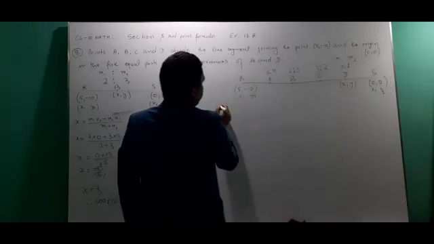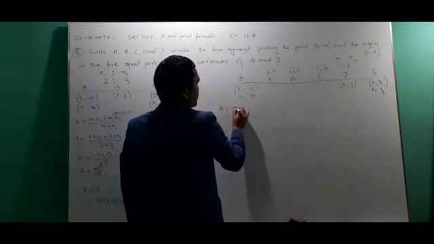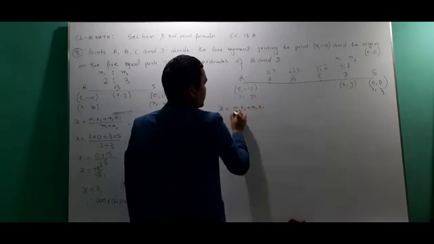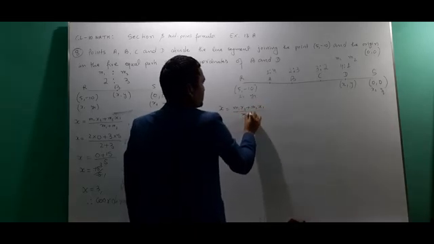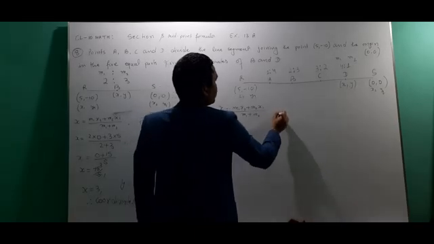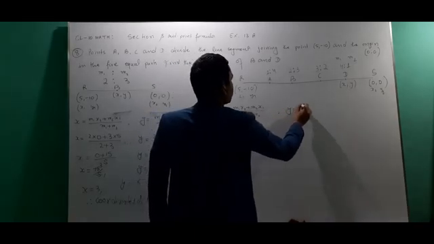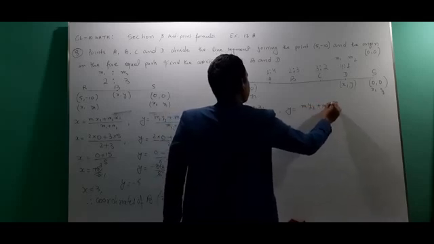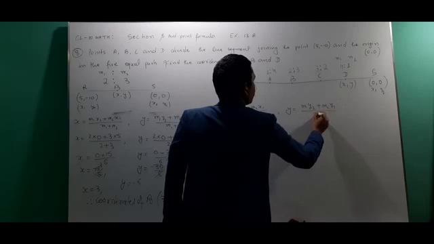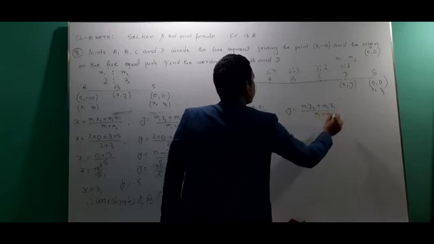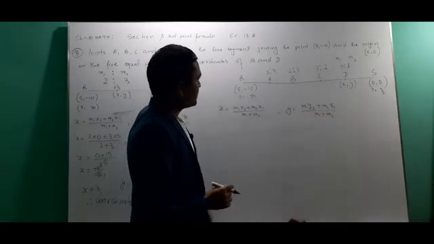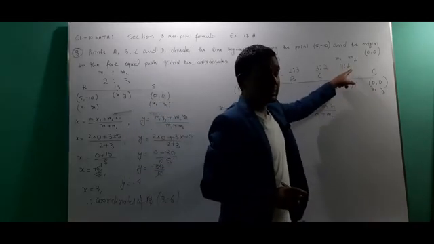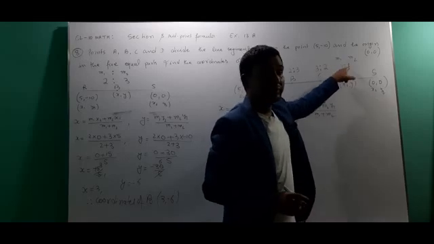Now using the formula, x equals m1 x2 plus m2 x1 divided by m1 plus m2. Then y equals m1 y2 plus m2 y1 divided by m1 plus m2. Okay, now substitute the values. x1 y1 is there, x2 y2 is there, m1 m2 is there. Well, to find the coordinate of D, use the ratio of D.